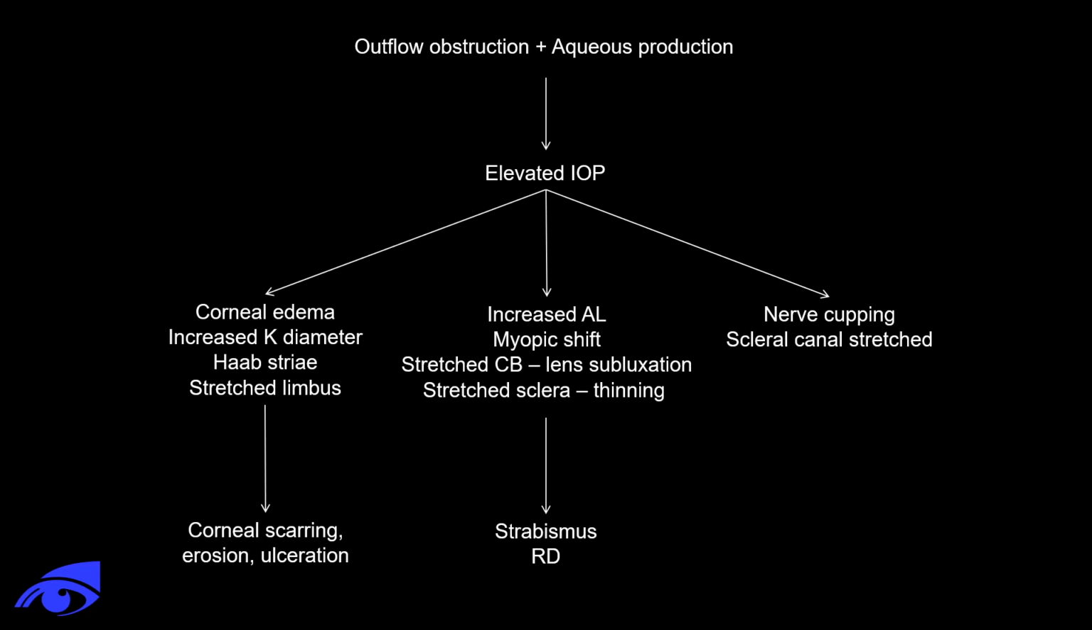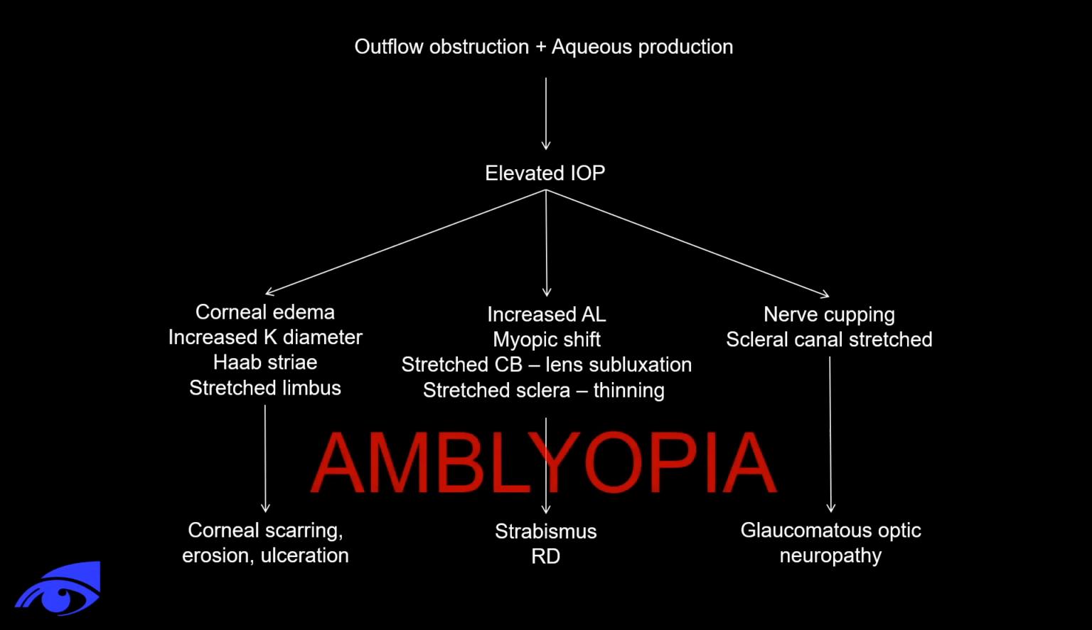Lastly, this increase in pressure can cause progressive damage to the optic nerve, which is manifested as the increasing size of the optic cup. And this, of course, leads to glaucomatous optic neuropathy. In addition to these ways where intraocular pressure elevation can cause a decrease in vision, amblyopia, or the failure for vision to develop properly, also plays a major role in further hindering good vision in these patients.